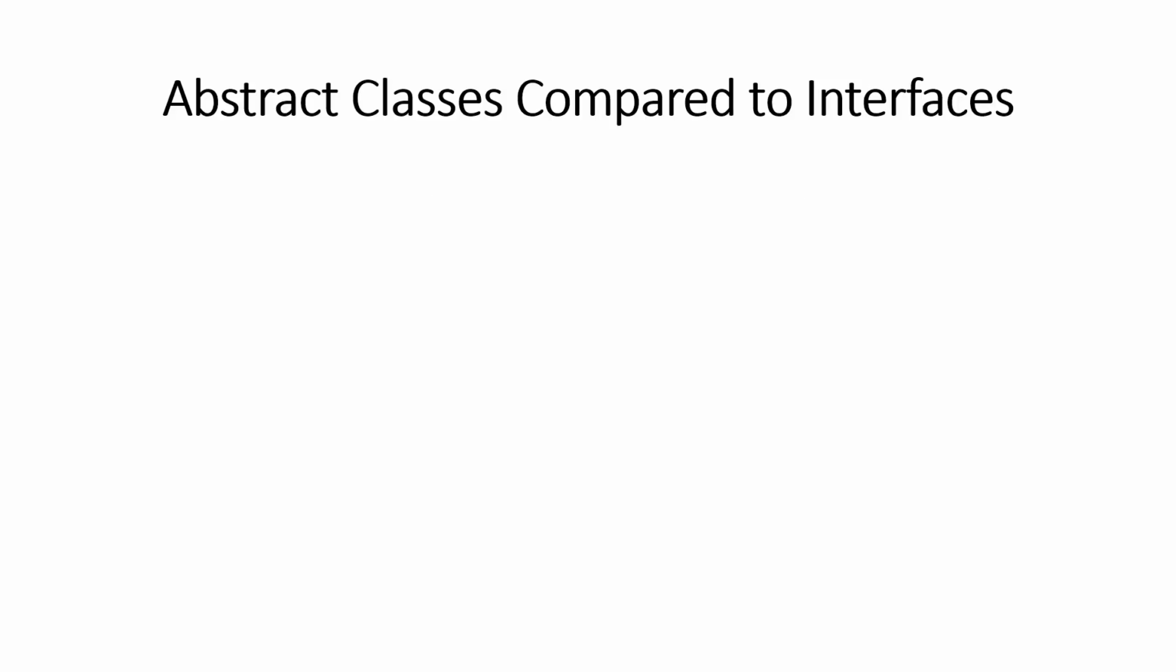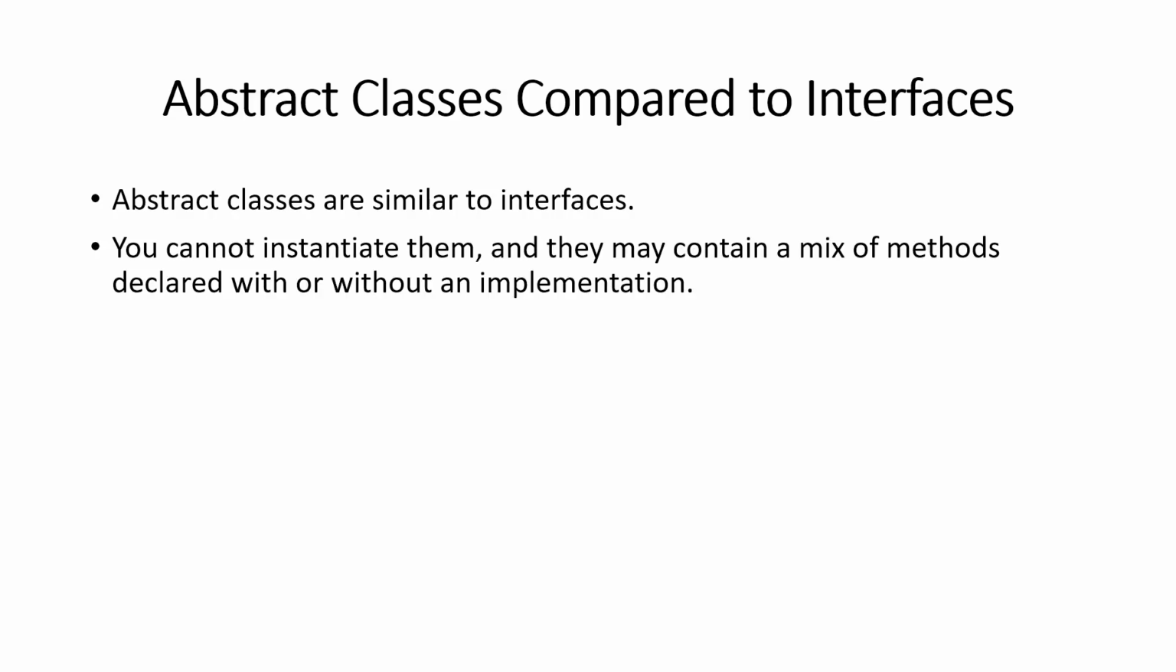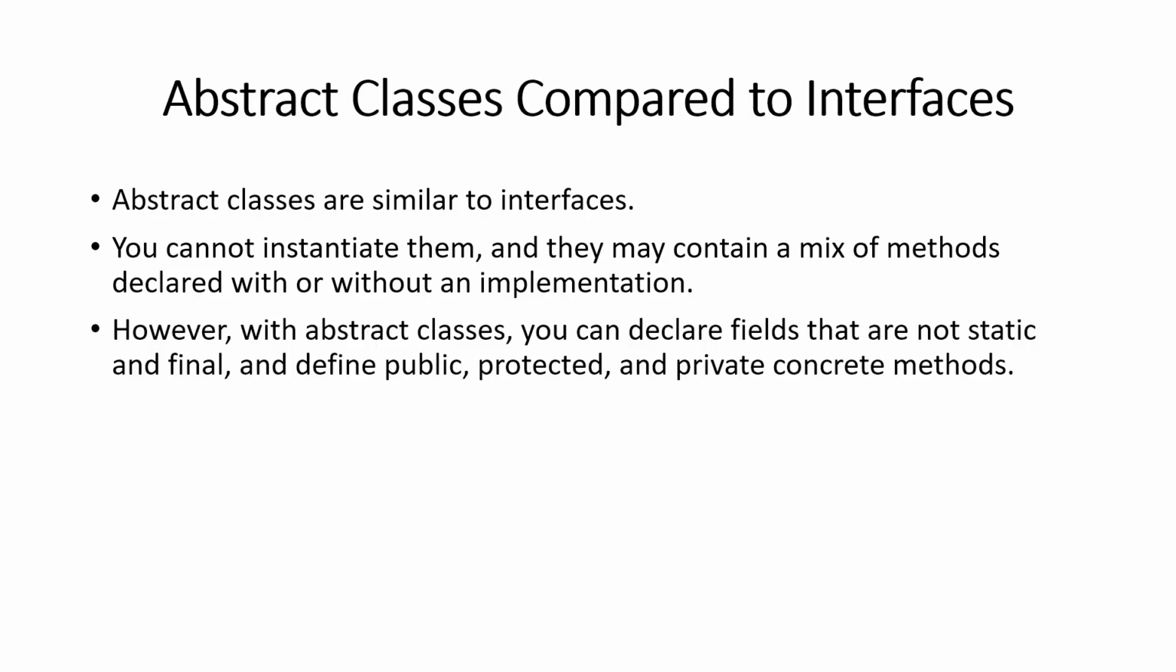Then abstract classes compared to interfaces. Now first let's see the similarities. The similarities are you cannot instantiate abstract classes just like you cannot instantiate interfaces, and both of them can contain a mix of methods declared with or without an implementation. In case of abstract classes, normal concrete methods, and in case of interfaces, they have to be default methods or static methods, as you have already seen in the previous videos. However, with abstract classes, you can declare fields that are not static and final and define public, protected, and private concrete methods.